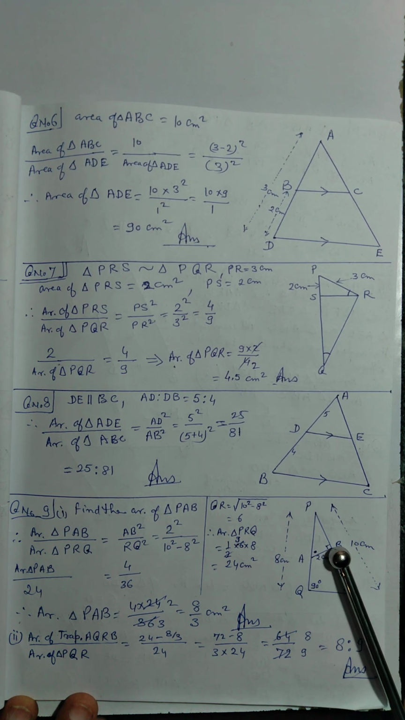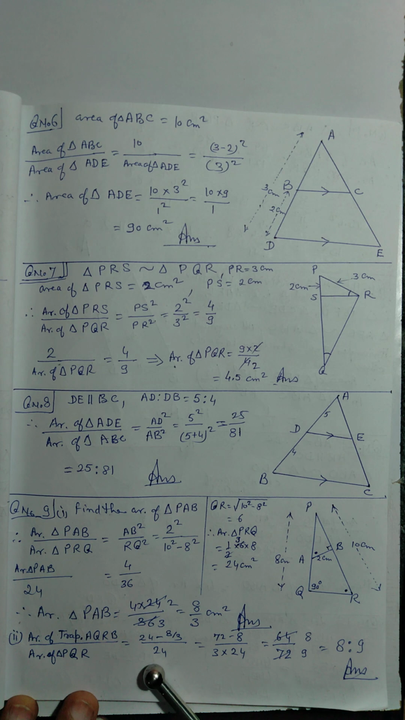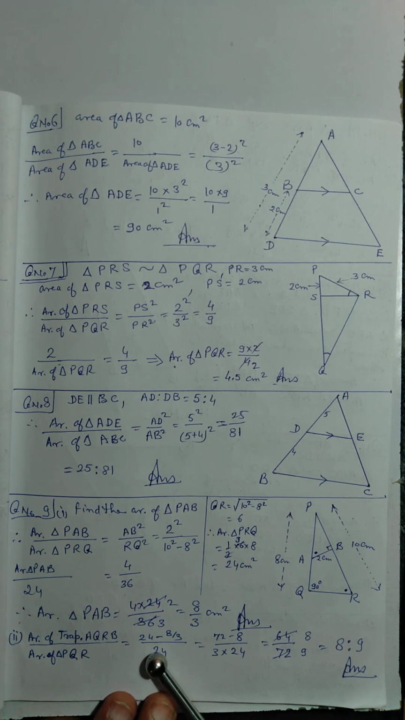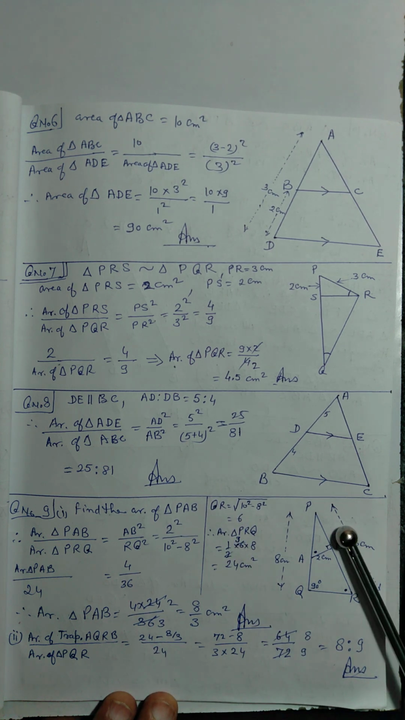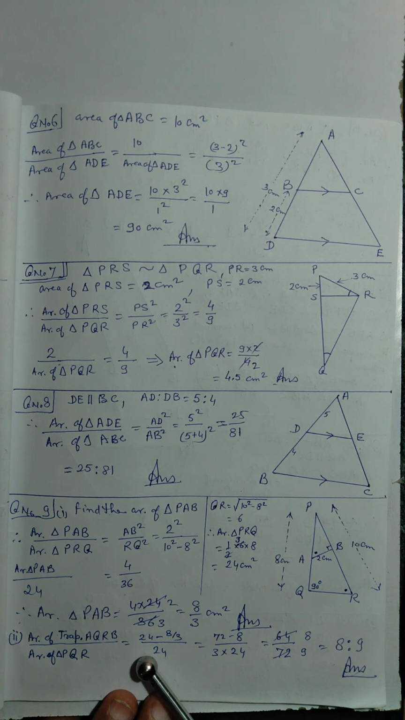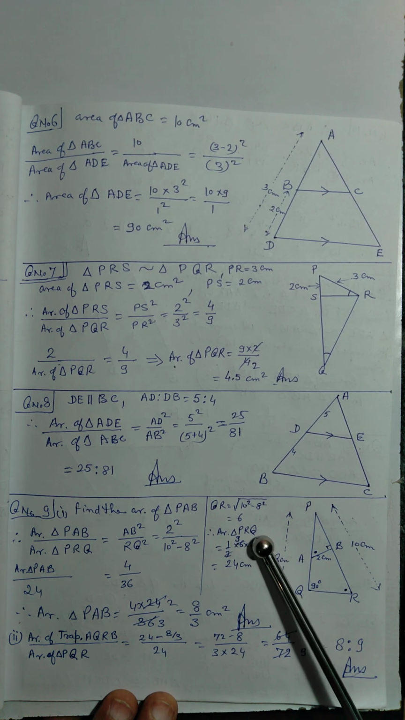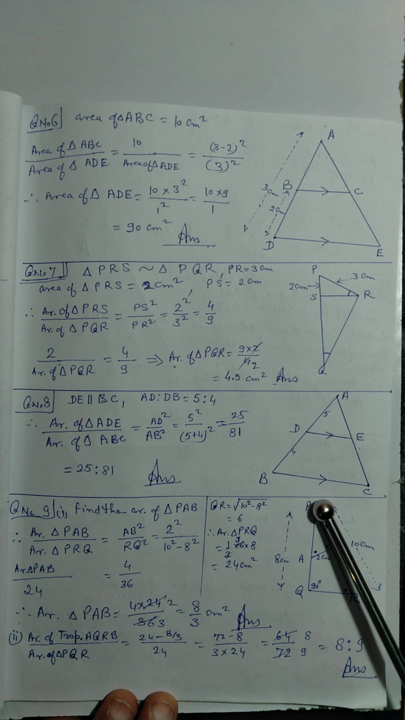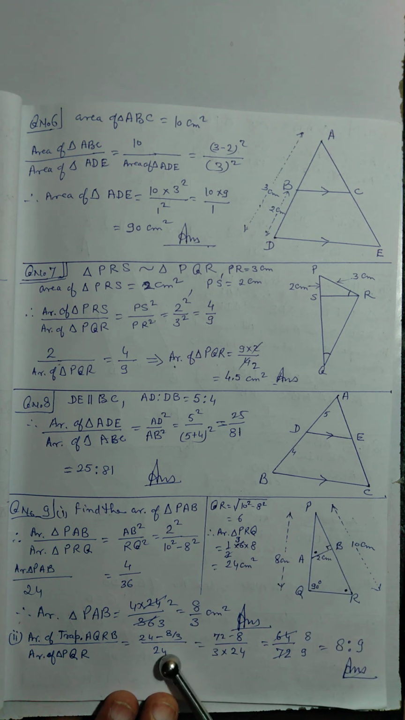Now the area of trapezium AQRB. So area of trapezium AQRB upon area of PQR will be equal to, एरिया ऑफ ट्रेपेजियम कैसे वर्कआउट करेंगे हम 24. व्हाट इज द 24? 24 इज द एरिया ऑफ ट्राइंगल पी क्यू आर. Area PRQ is 24. So the larger triangle subtract the smaller one, you will get the area of trapezium.